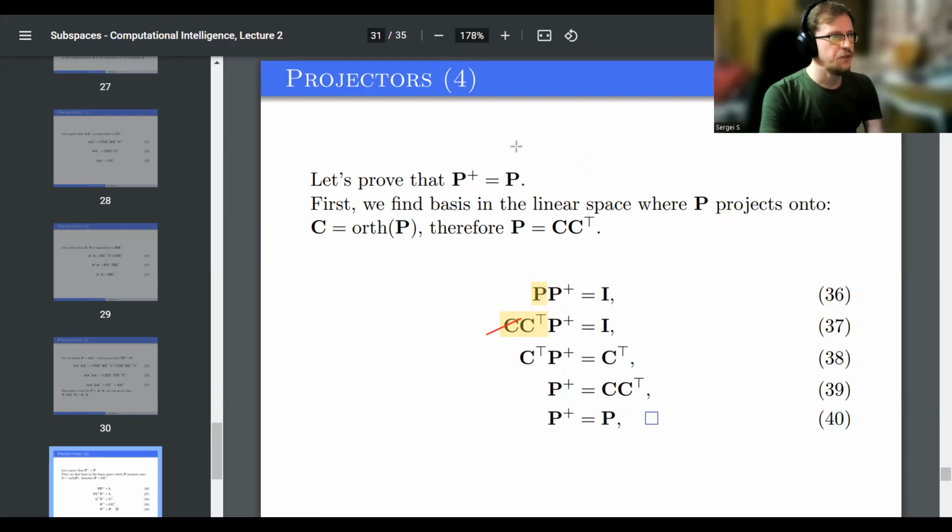Next, we multiply both sides by C. So this guy will go away, and here we'll have C times C transpose. And what C times C transpose is actually just P, right? And that's how we prove that P pseudo inverse is equal to P. That can be useful quite often when you solve least squares for a system which has a projector inside the system. But you need to be extremely careful when you do those things. Making mistakes here is much easier than finding correct formulas. So just double check, triple check.